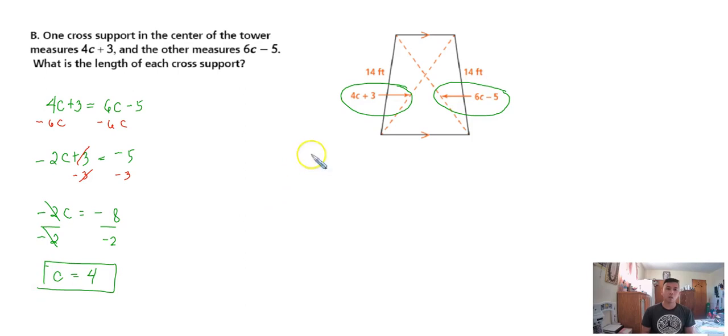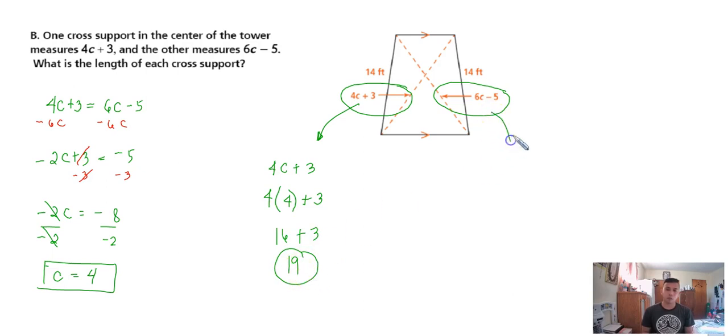Now we're ready to find the length of each cross support. The length here would be just plugging in the value of C that we get. So that's 4C plus 3, which is 4 times, let's open parenthesis, the value of C, which is 4, and then plus 3. So 4 times 4 is 16 plus 3. Therefore, this support here will be 19 units.